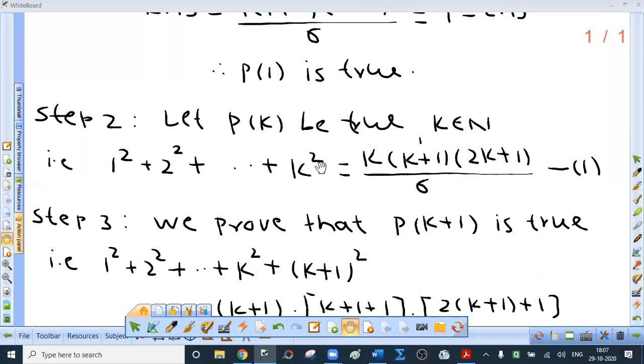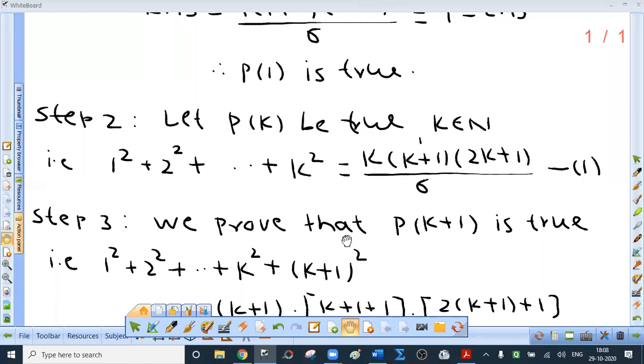Now in the second step, we assume that P of k is true. What is k? Any natural number. So 1 square plus 2 square up to k square is what? K into k plus 1 into 2k plus 1 upon 6. Right? This is number 1. Assuming that P of k is true, we now prove that P of k plus 1 is true.